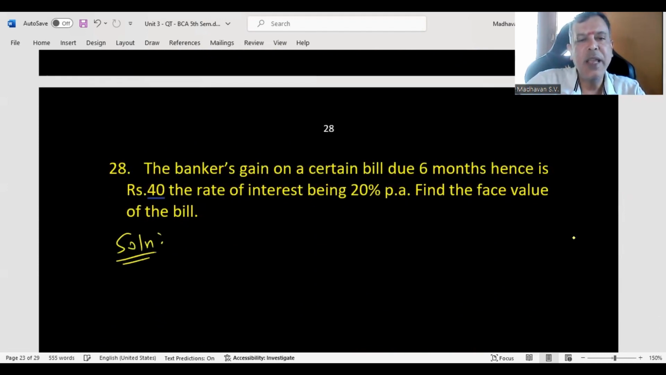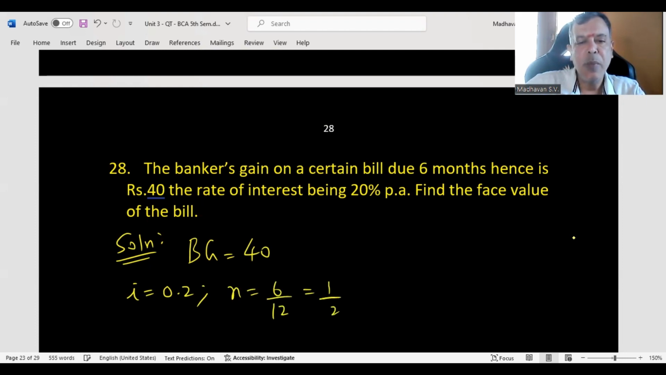If the banker's gain on a certain bill due 6 months hence is rupees 40, means BG is given as 40. The rate of interest being 20%, I is given as 0.2, and period is given as 6 months. So 6 divided by 12, we are converting that into year. 6 by 12 is 1 by 2, which is 0.5.